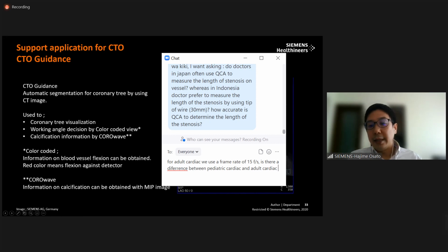All right. And the color wave uses the same MIP display. It is useful to confirm calcification information. As I mentioned in session 1, the multimodality approach is the current trend, so please note these applications. We can find calcification information there, which sometimes can't be found on fluoroscopy and acquisition. That's why CTO Guidance is needed for CTO cases.